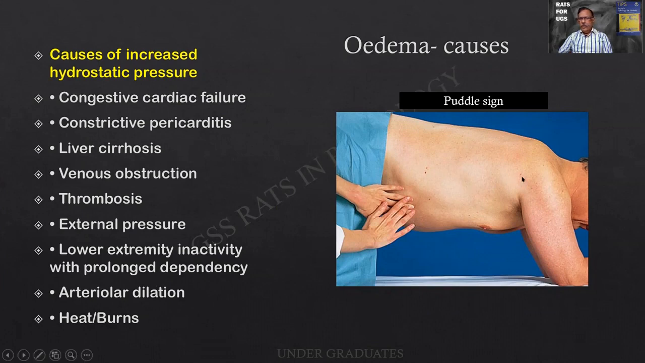This particular picture over here is called the puddle sign. Earlier, I showed you a picture of profound ascites. Here also there is an ascites, but the fluid is minimal, as little as 100 ml, which can be demonstrated by means of the knee-elbow position. And a shifting dullness is elicited, called the puddle sign. Otherwise, for ascites, we should have a minimum of 500 ml to be diagnosed. Other diagnostic parameters are ultrasound.